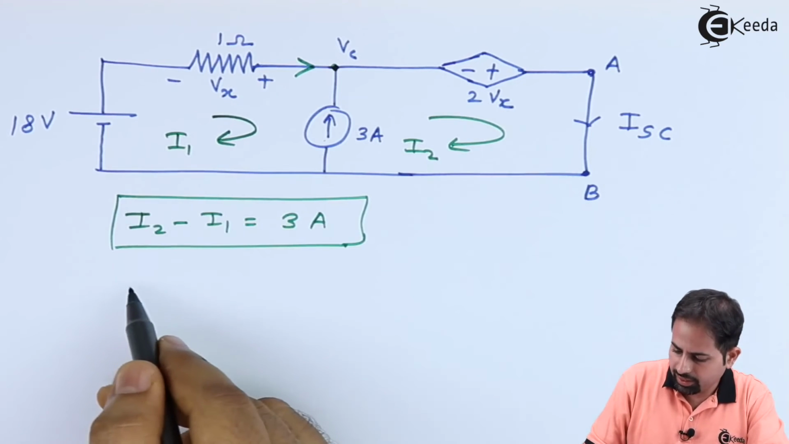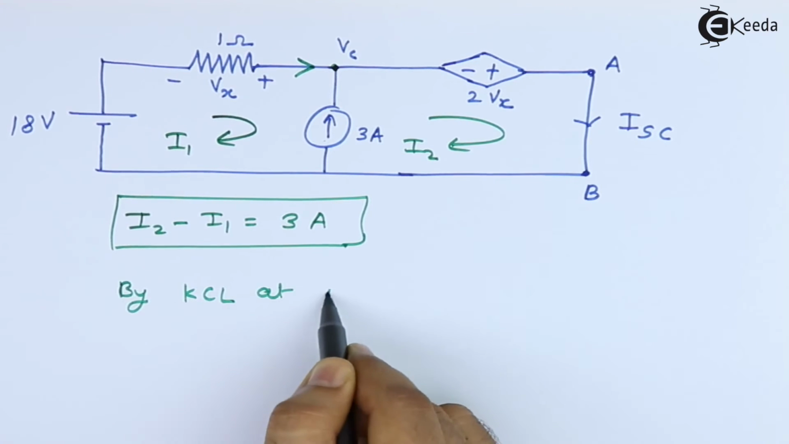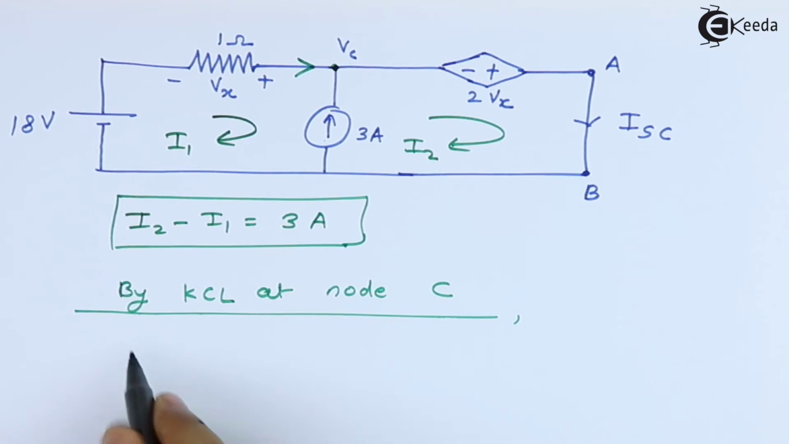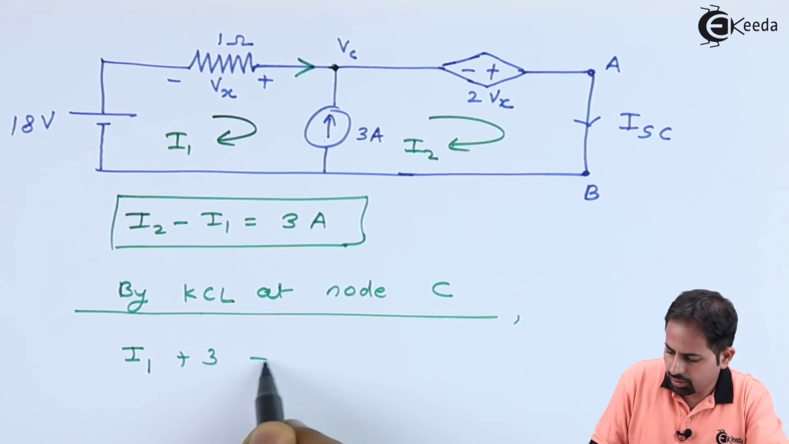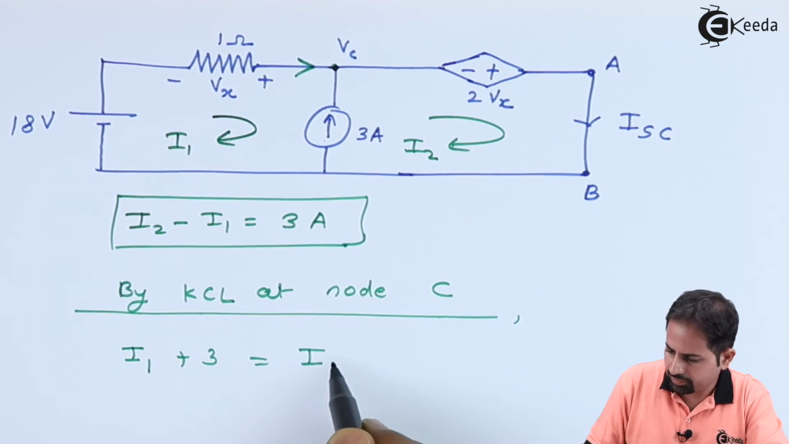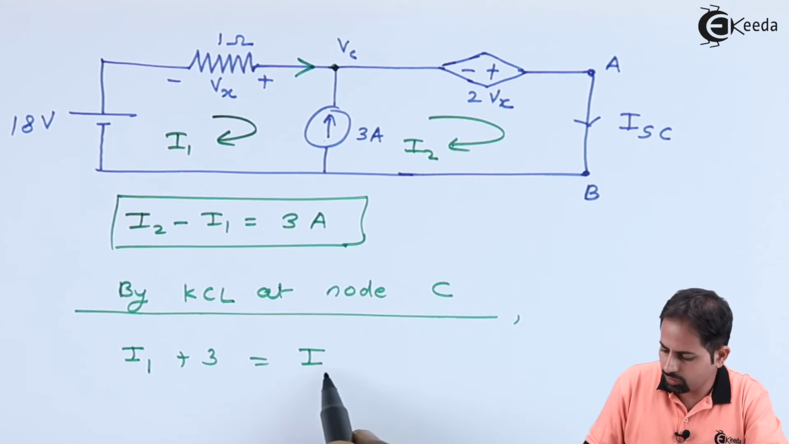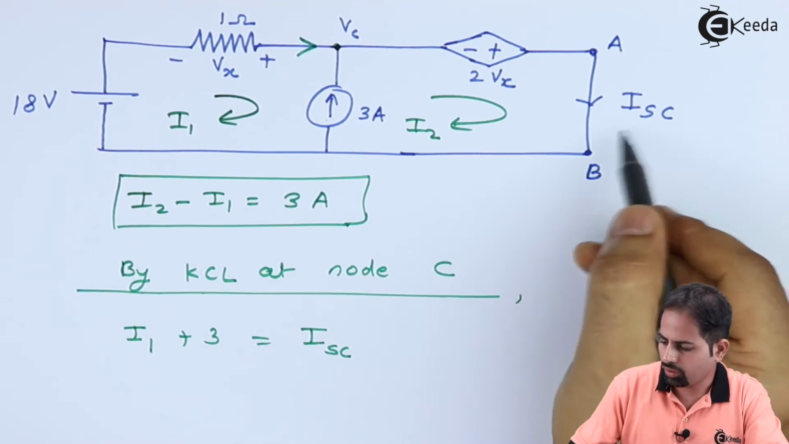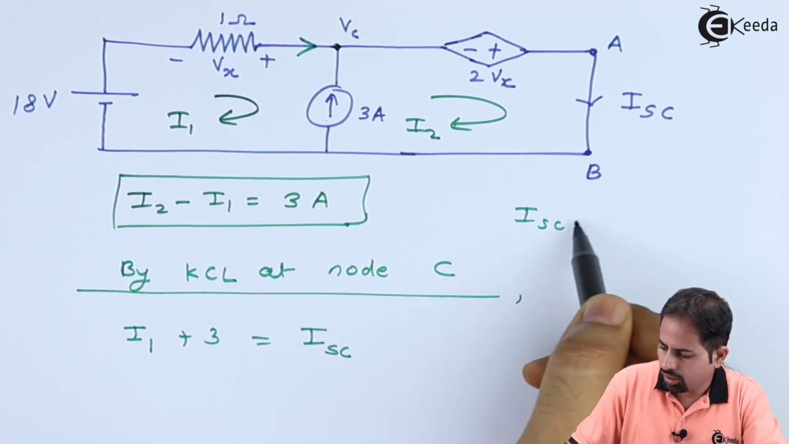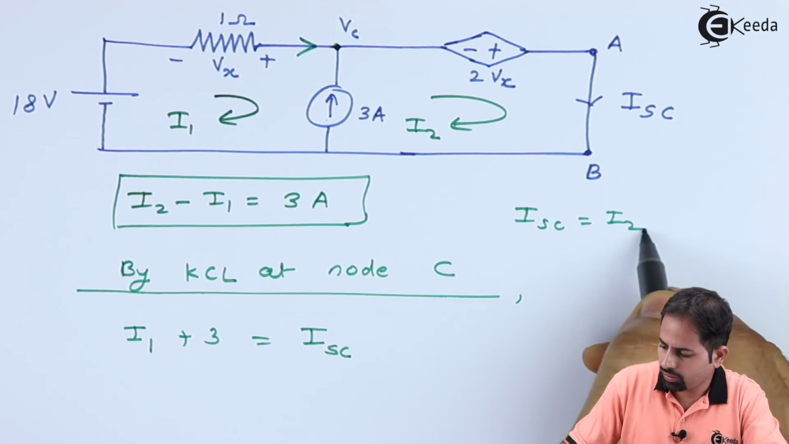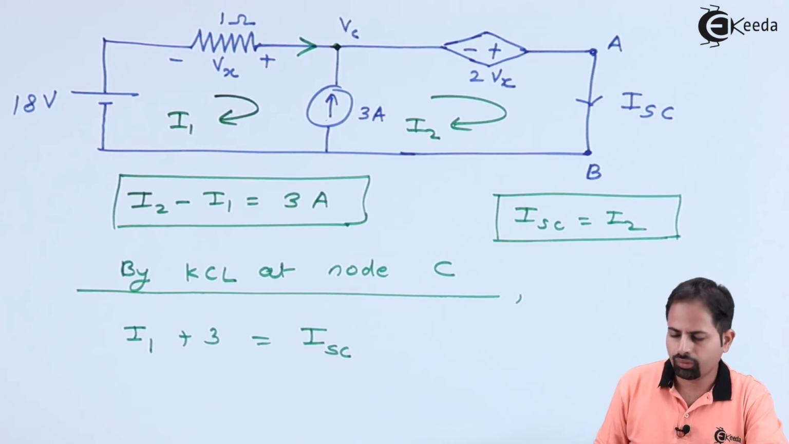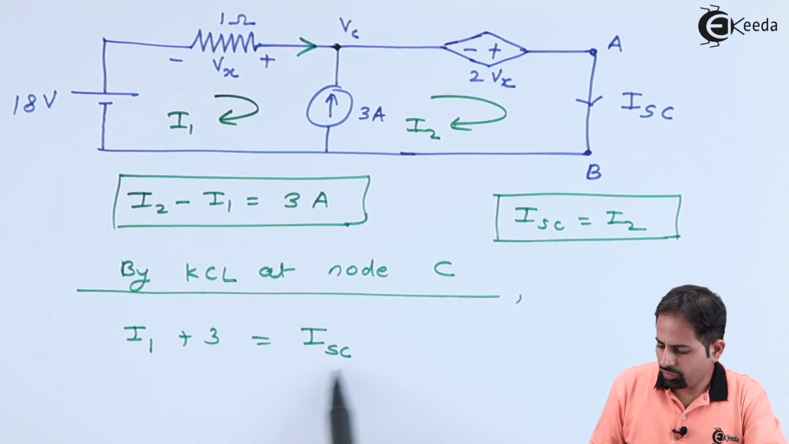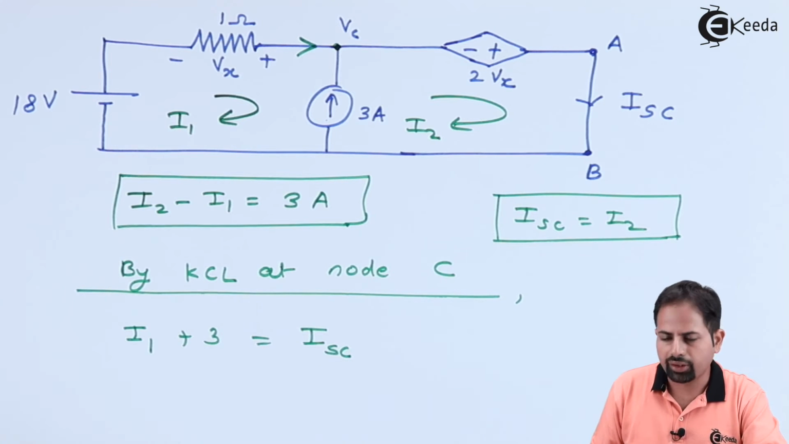So let's apply KCL. I1 incoming plus this 3 amperes is equal to I short circuit. That means it is equal to I2. We can call that I short circuit equal to I2. Now we have to find I short circuit, but we don't know what is I1.